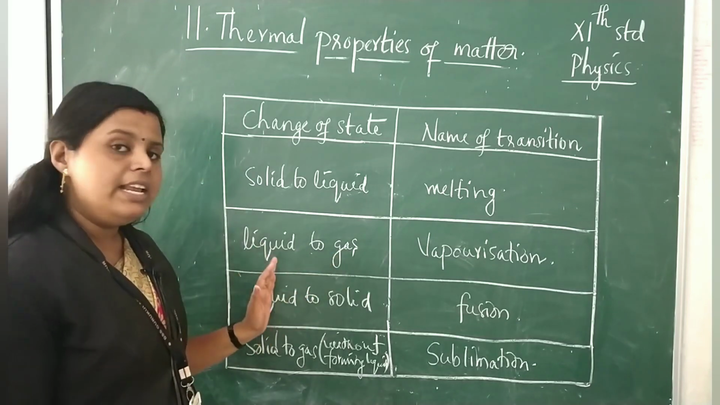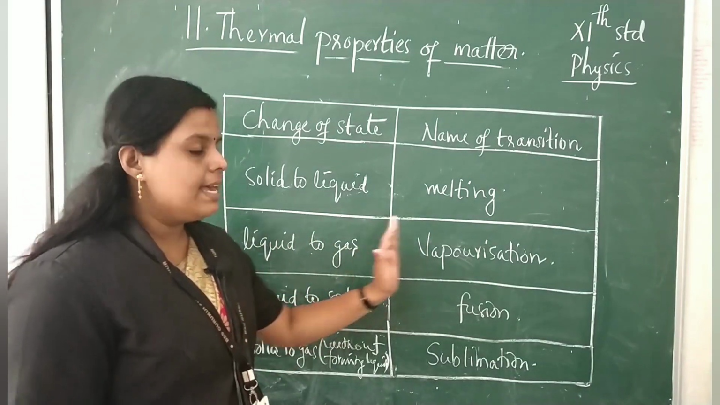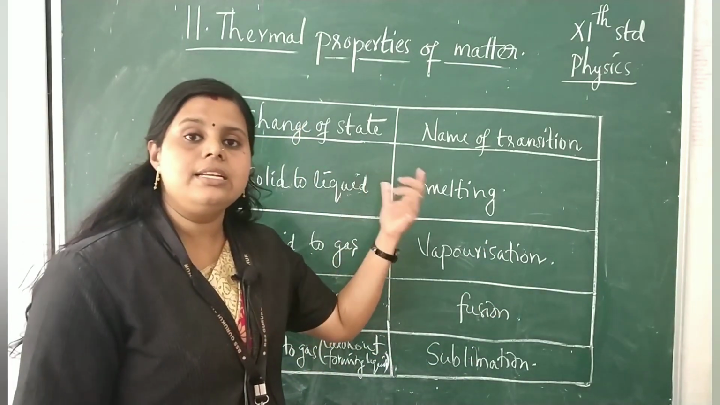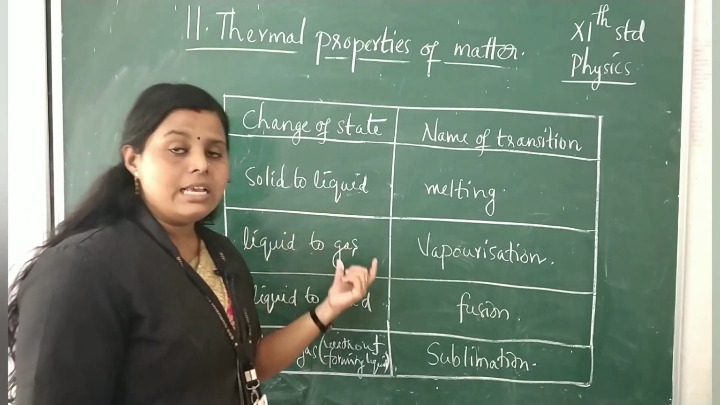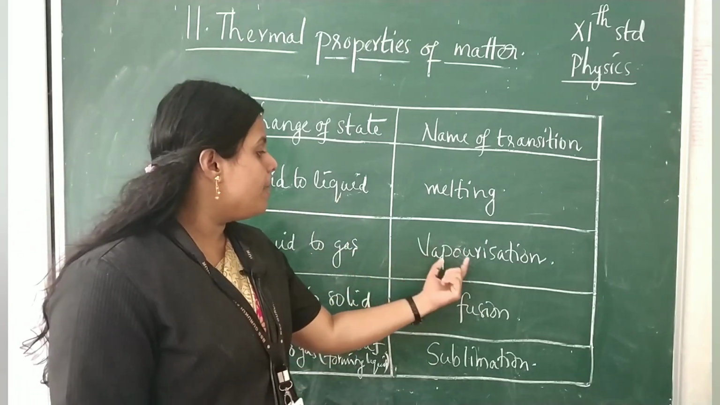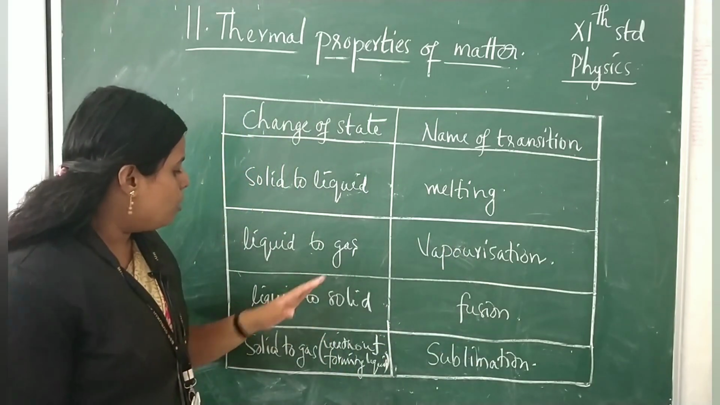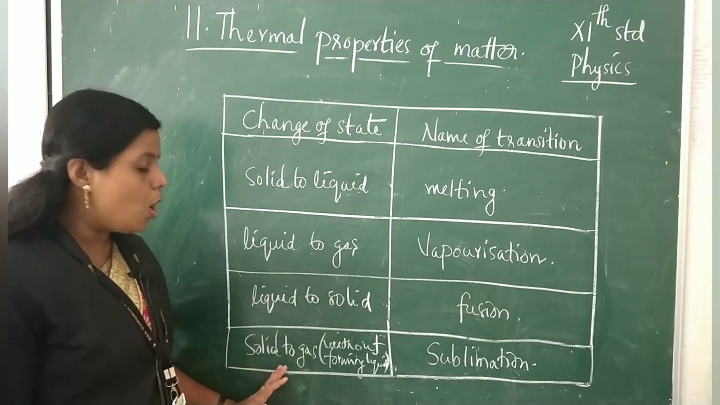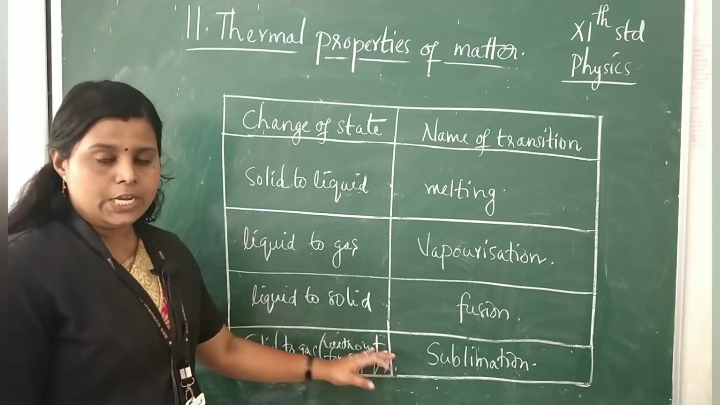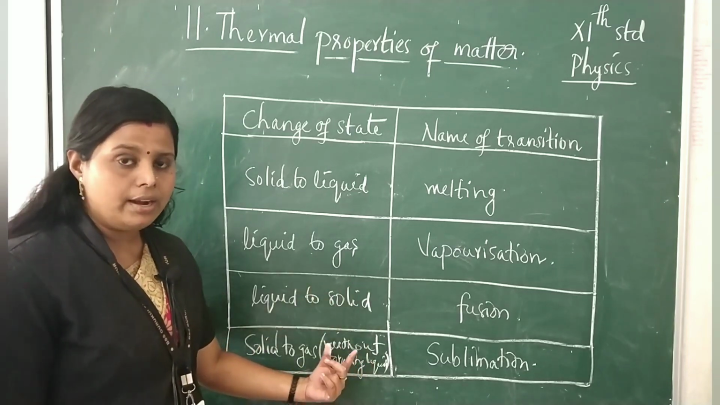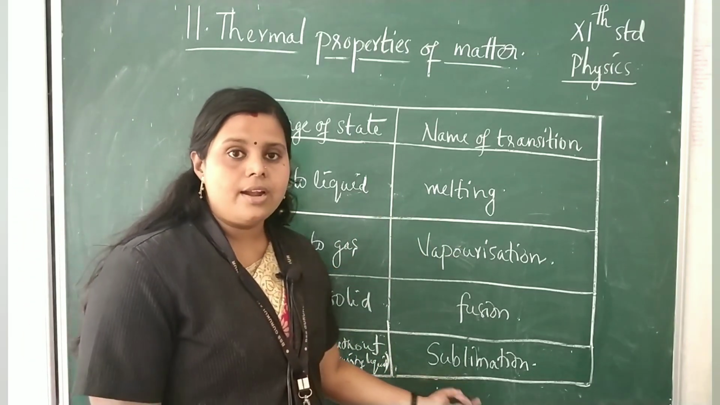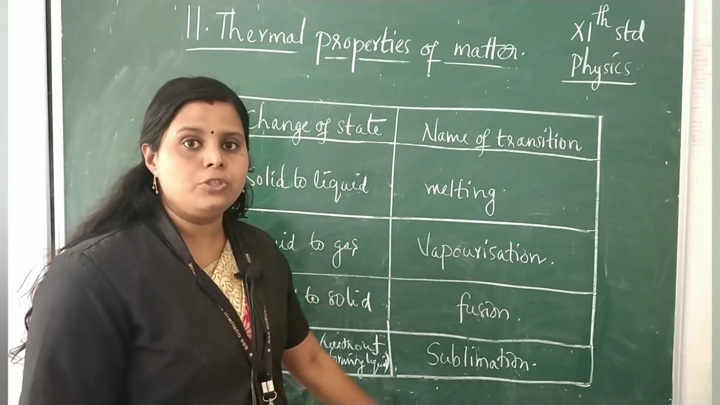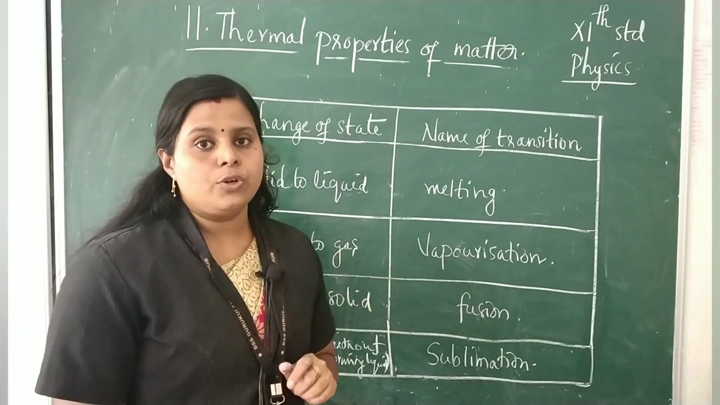Now the second one, liquid to gas. The liquid to gas transition is what we call vaporization. Liquid is one state, gas is another state. The transition from the liquid state to the gas state is called vaporization. Now the third one, liquid to solid, that is known as fusion. And the last one is solid to gas without forming the liquid. The transition from solid directly to gas is called sublimation. So melting, vaporization, fusion, sublimation. Hope you understood these names of transition.